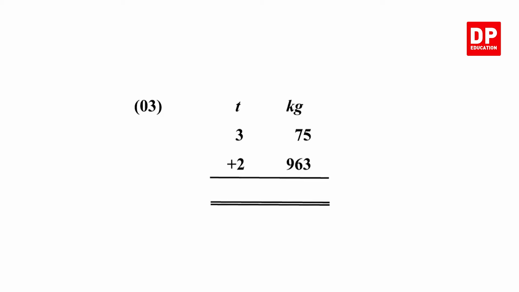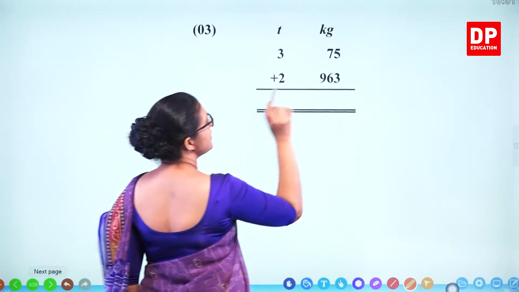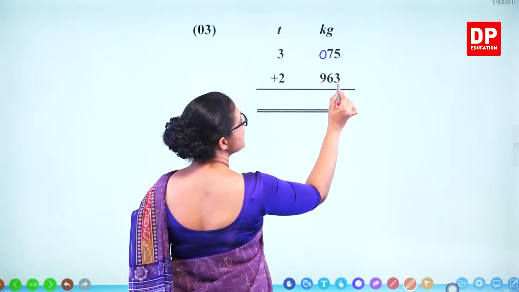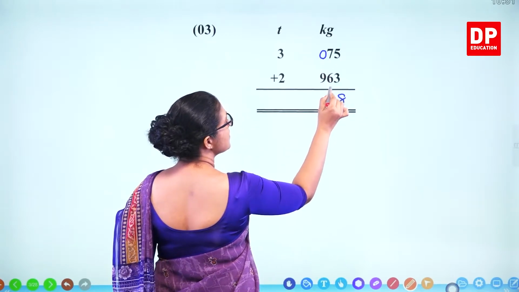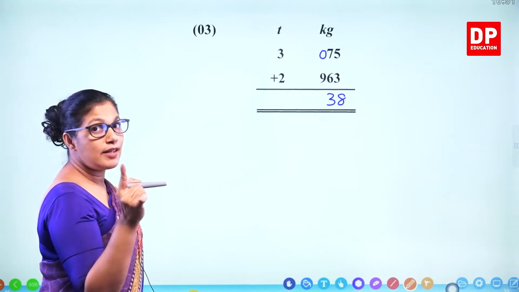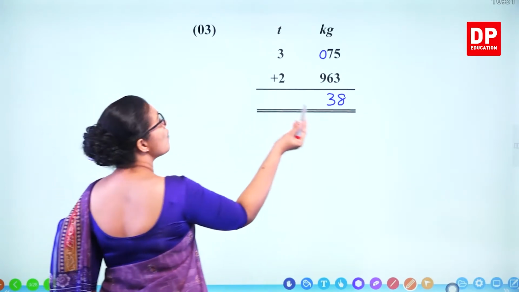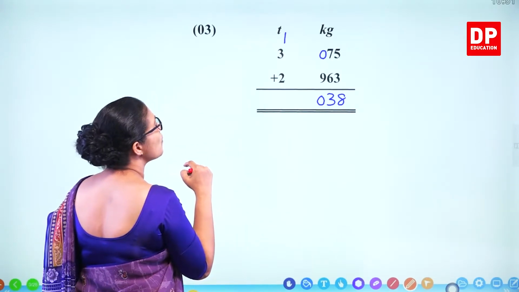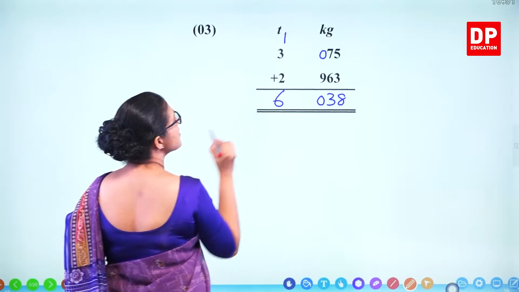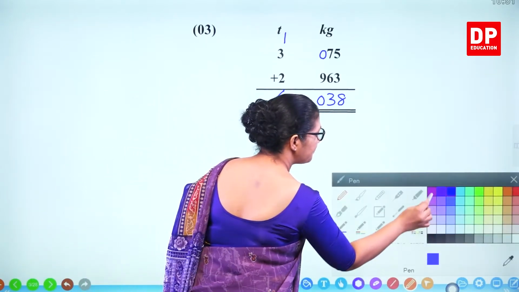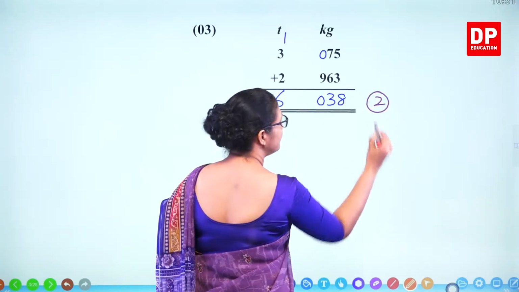Question number 3, add. This is in kilograms, this is tons. So we'll add, and you can put 0 here for 75. 5 plus 3, 8. 7 plus 6, 13, 1 remaining and 10. So don't write 10 there. More than 10, you take 1 to this side. So you get 0 here. 3 plus 1, 4, 4 plus 2, 6. 6 tons and 38 kilograms. So 2 marks there.